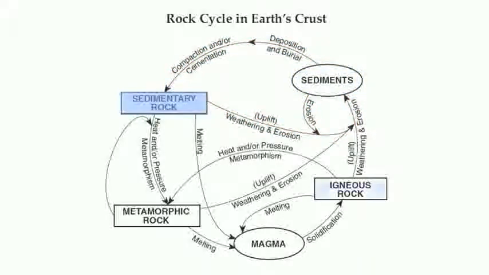Sedimentary rocks can undergo a tremendous amount of melting to become igneous rocks into magma, and then that magma is going to solidify and crystallize into igneous. Or sedimentary rocks can undergo heat and pressure to become another form of metamorphic rock. That's pretty much it with the rock cycle. Rock cycle is going to be very important if you need to take a look at some of the processes.